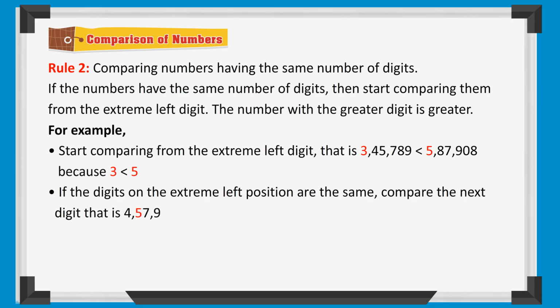4,579,000. 820 greater than 4,200,000. 11,123 because 5 greater than 2.